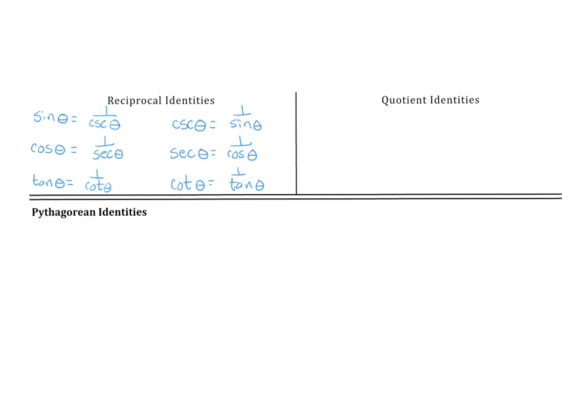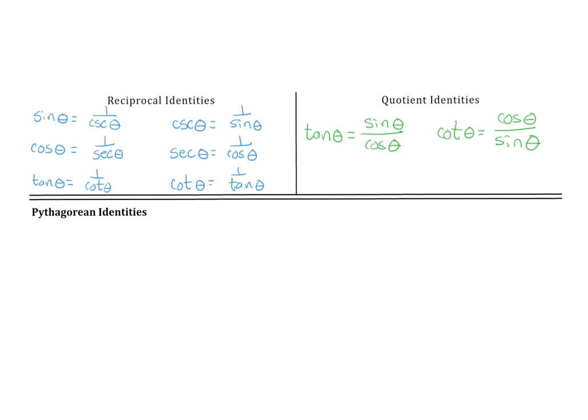The quotient identities you also already know. So that would be knowing that tangent is sine over cosine, and that cotangent is cosine over sine. So far all this is just understanding that you can write trig functions in multiple ways.